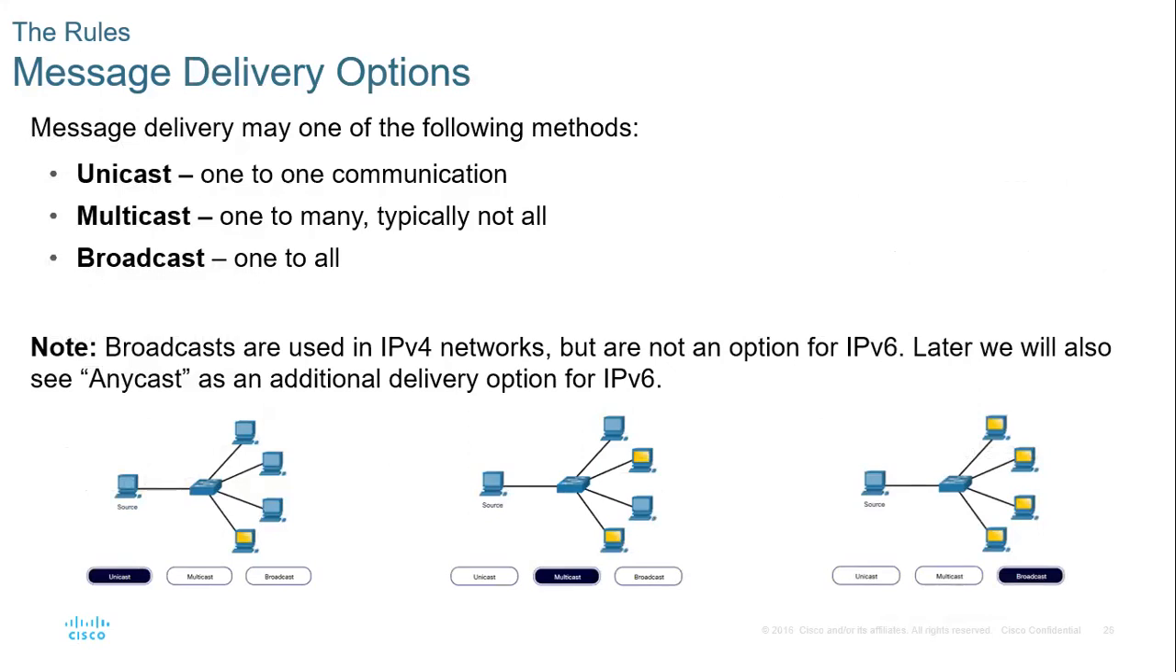Message delivery options. Message delivery may be one of the following methods: unicast, multicast, broadcast. Unicast is one-to-one communication. Multicast is one system to many systems communication. Broadcast is one to many, one to all computers, all the PCs connected here. The message goes to all of them.